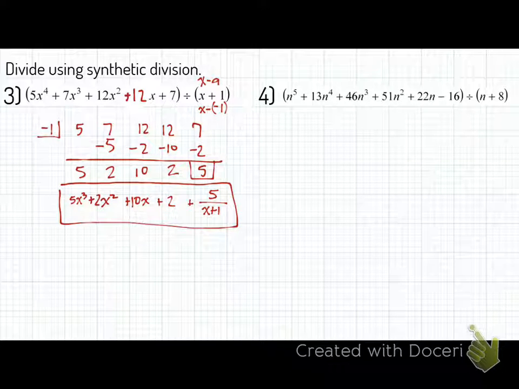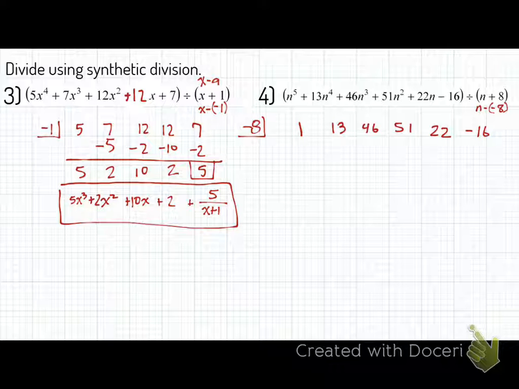Turn to your neighbor. What's the largest exponent and the coefficient there? What was the answer for number 2? What are the coefficients here in descending order? I'll start with the first one. n to the 5th, 1. Then 13, good. 36. 51. 22. Negative 16. Good. What is our a here? 8 or negative 8? Negative 8, good, because it's supposed to say n minus 8, but it says n plus 8, which is really like saying n minus a negative 8.